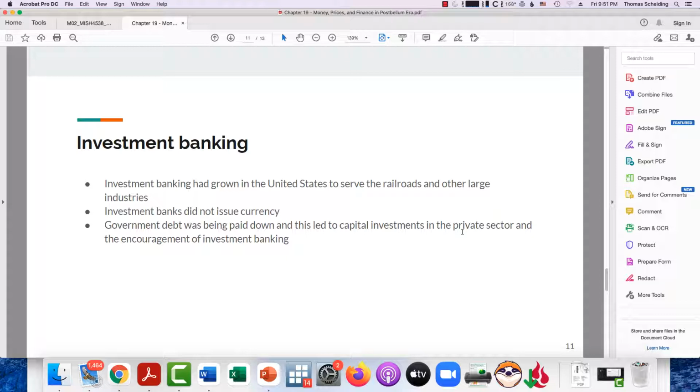These investment banks are not issuing currency like the European investment banks are. But what it did is it allowed the large industries in the United States, like the railroads, like large manufacturing businesses, to get the capital that they needed. And the other thing that's happening too, as I said, was that the government was paying down its debt after the Civil War. And so one of the things that this created is it pushed people to start to invest in stocks and bonds, because what else could they buy, essentially? So investment banks had a product that others now wanted.